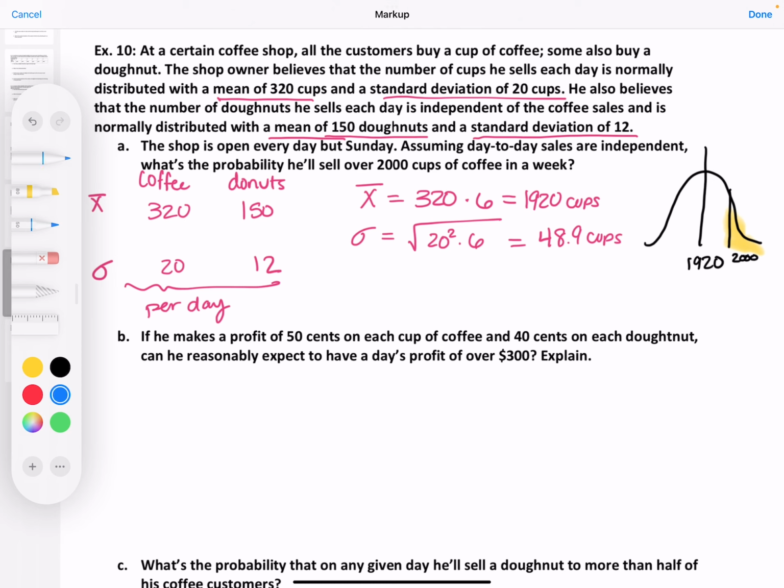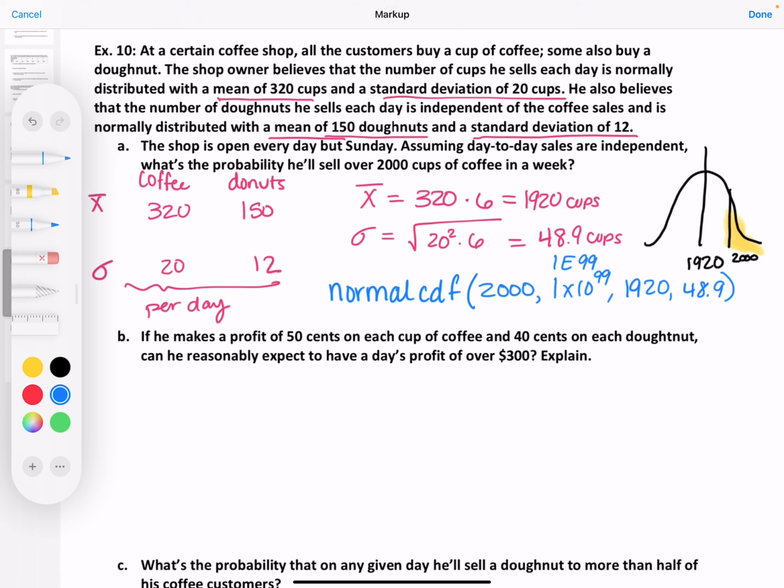We can find the z-score, or we can throw it back to normal CDF. Oh, what's easier? This one. Oh, I'm gonna do that one. So normal CDF starting at 2,000, that's on the calculator, right? Going out to 1 times 10 to the 99th, or on your calculator, written 1E99, with a mean of 1920 and a standard deviation of 48.9.